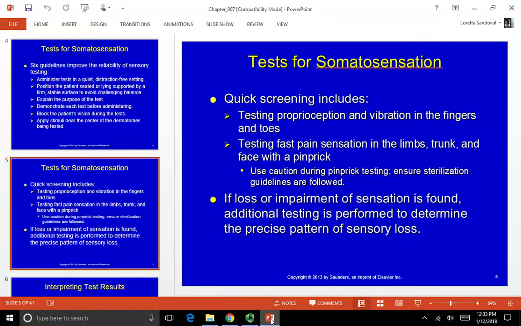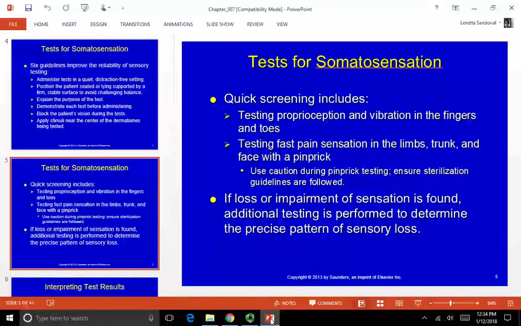So, a quick screening for somatosensation includes testing proprioception and vibration in the fingers and toes, because those are the most distal portions, and testing fast pain sensations in the limbs, trunk, and face with a pinprick. You want to be careful that you use a sterile tip and you're not hurting people when you're doing it. If loss or impairment of sensation is found with the quick screening, then that's when additional testing is done to determine the precise pattern of sensory loss.